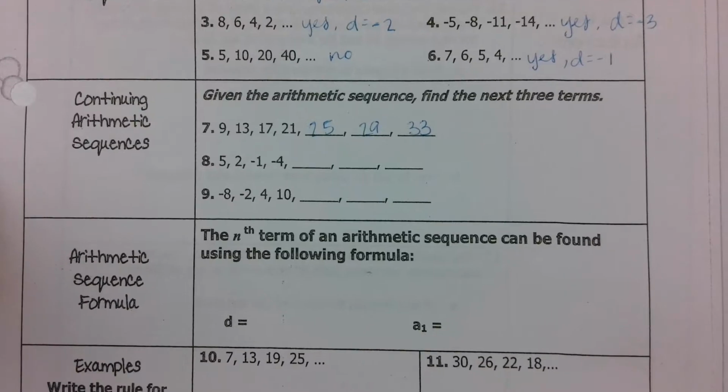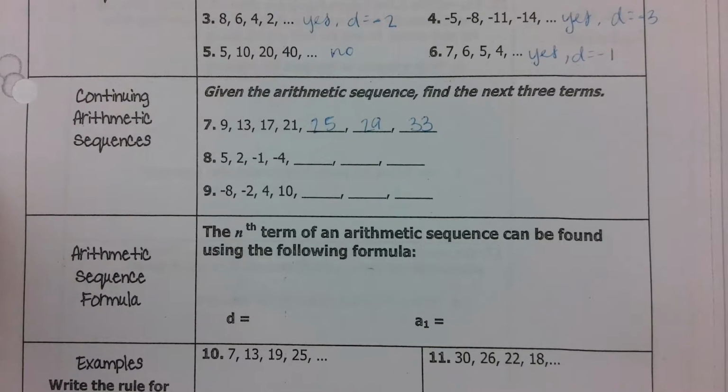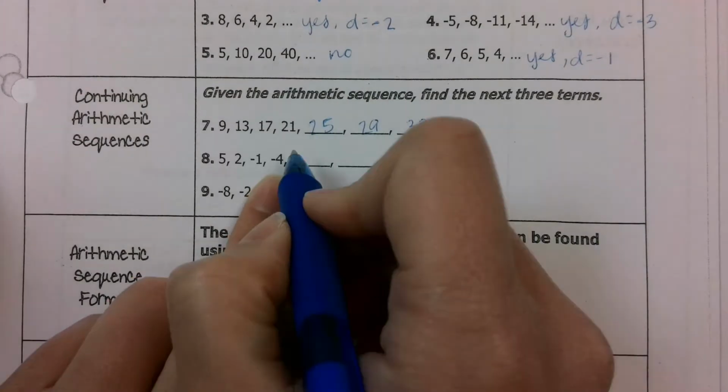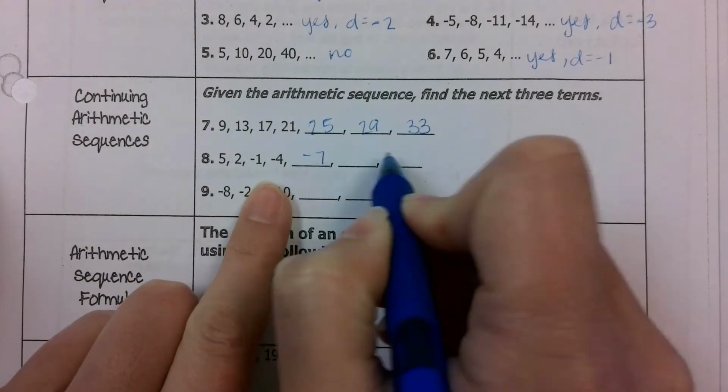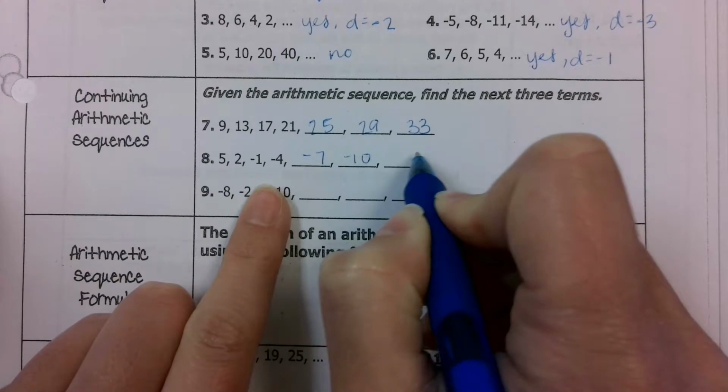Alright, next one. We got 5, 2, -1, -4. What are they doing? How do we go from 5 to 2? Subtract 3. So if we do -4 minus 3, what do you get? -7. Again, -10. One more time.